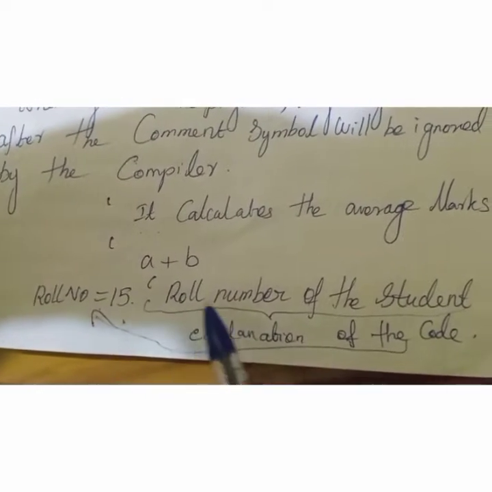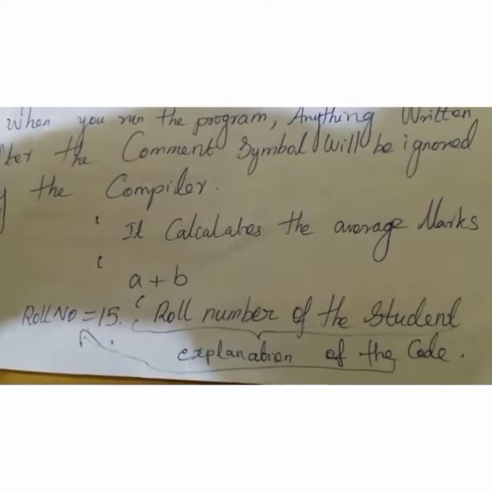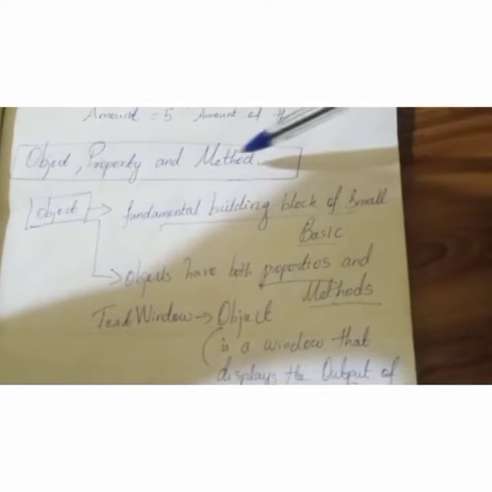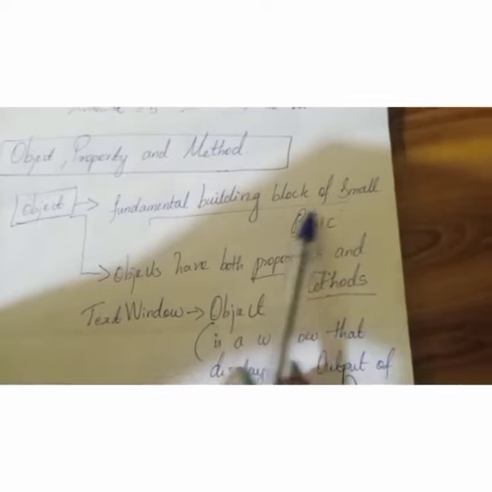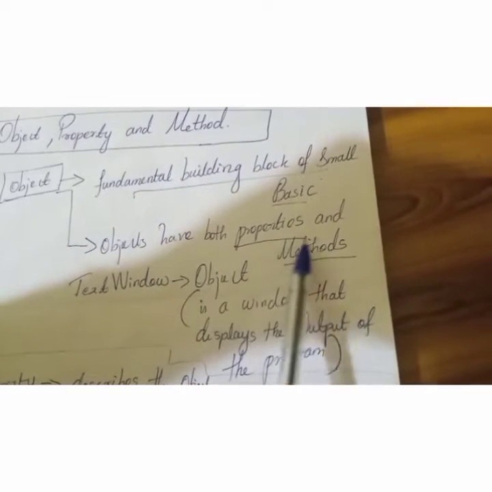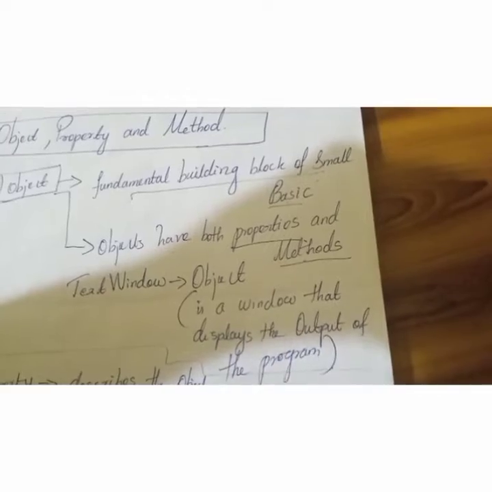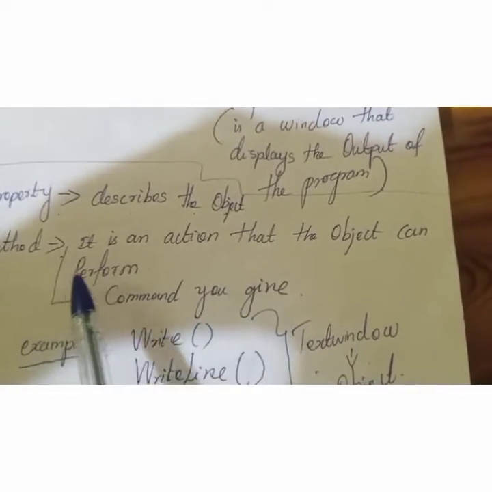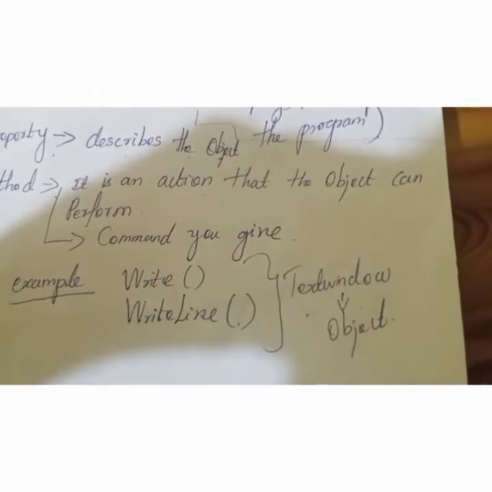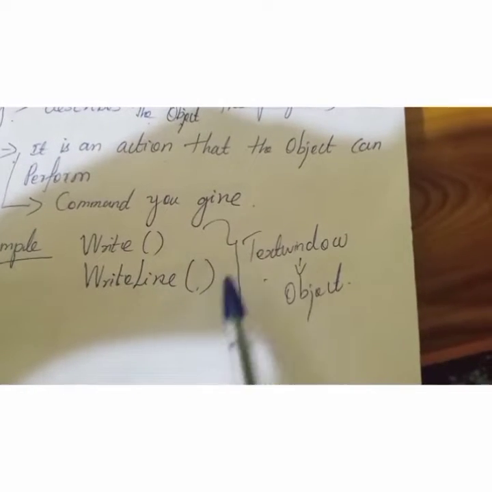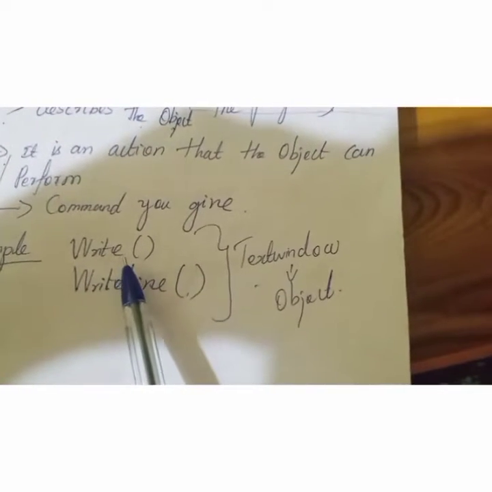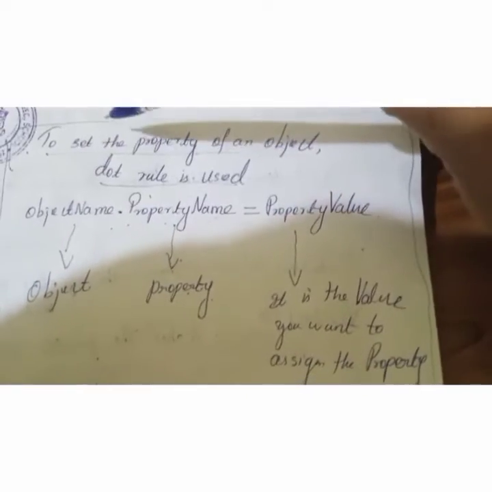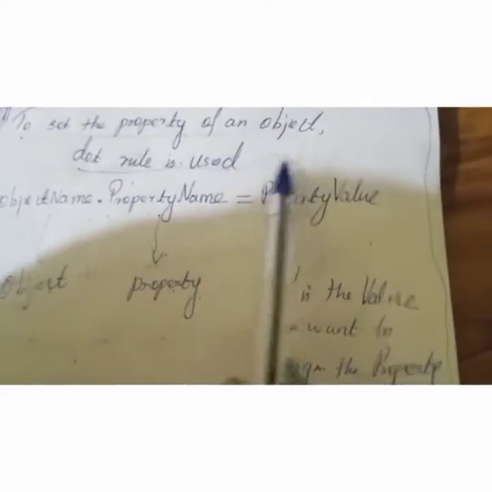Coming to the next point: object, property, and method. What do you mean by object? It is a fundamental building block of Small Basic. It has properties and methods. TextWindow is an object, a window that displays the output of the program. A property describes the object. A method is an action that the object can perform. Here, the methods write anything on the output screen: WriteLine and Write. Here TextWindow is an object. The Write method uses this TextWindow object to get the output in the output window.